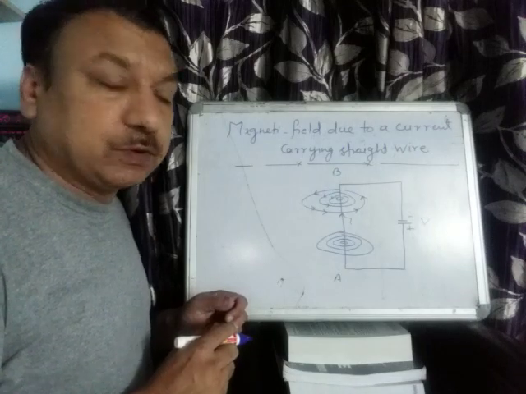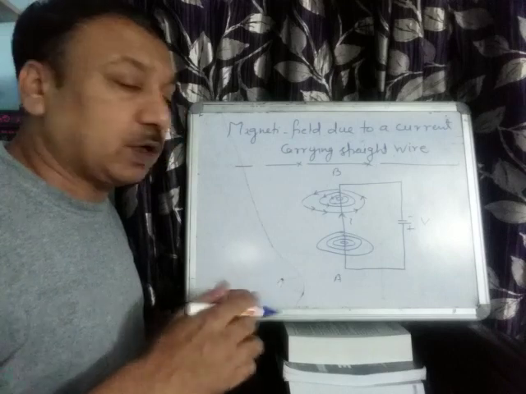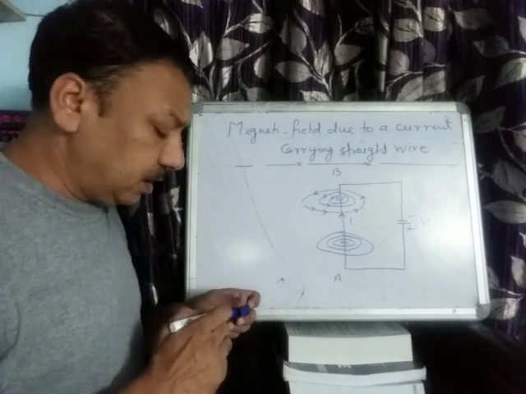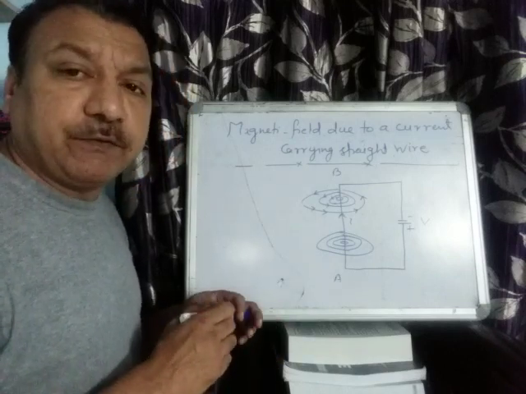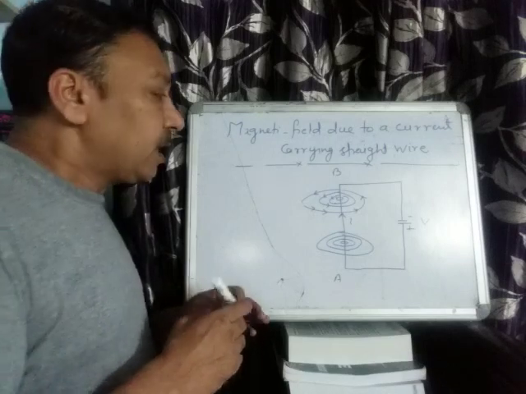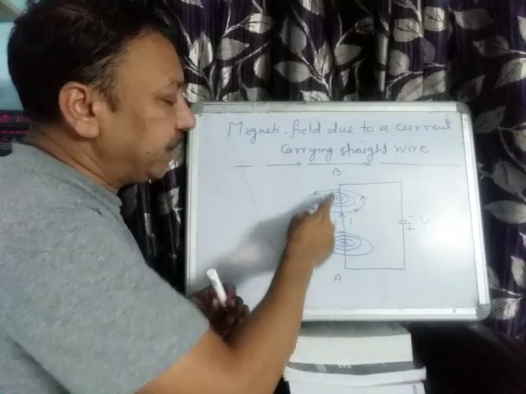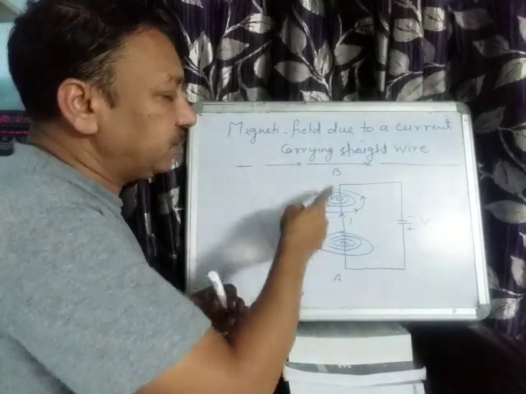Okay, so we have to study what kind of magnetic field it will have, and what will be the pattern of the magnetic field lines. There is a current flowing in the wire from A to B. You can see that the arrow is pointing towards B.